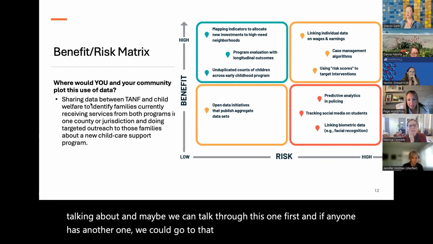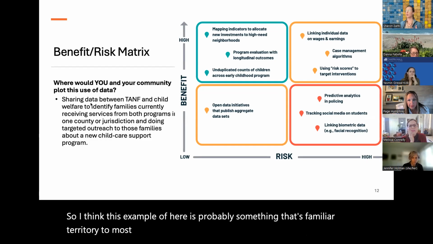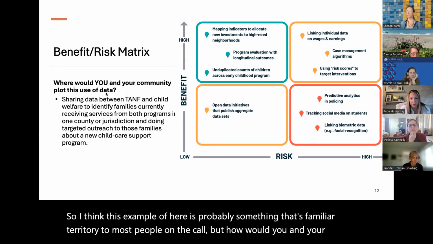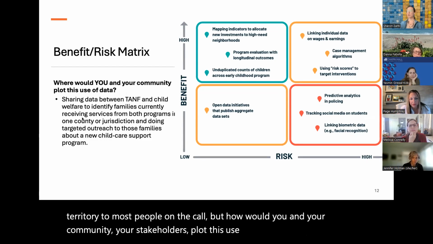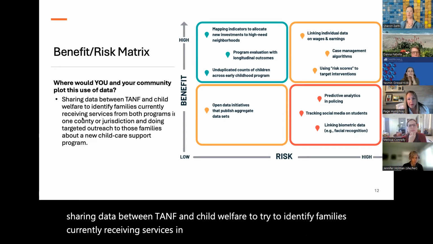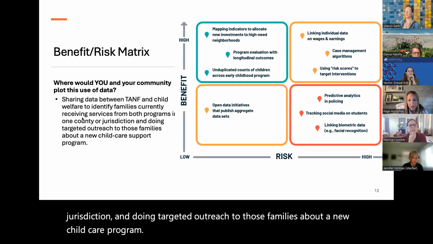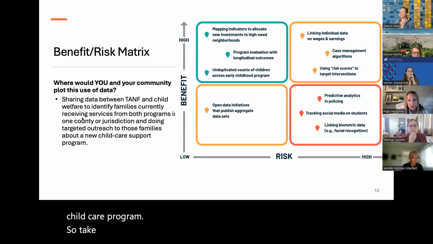So I think this example up here is probably something that's familiar territory to most people on the call, but how would you and your community, your stakeholders plot this use of data? We're talking about sharing data between TANF and Child Welfare to try to identify families currently receiving services in both programs, maybe in like one county or jurisdiction, and doing targeted outreach to those families about a new childcare program. So take a second to read, digest that.